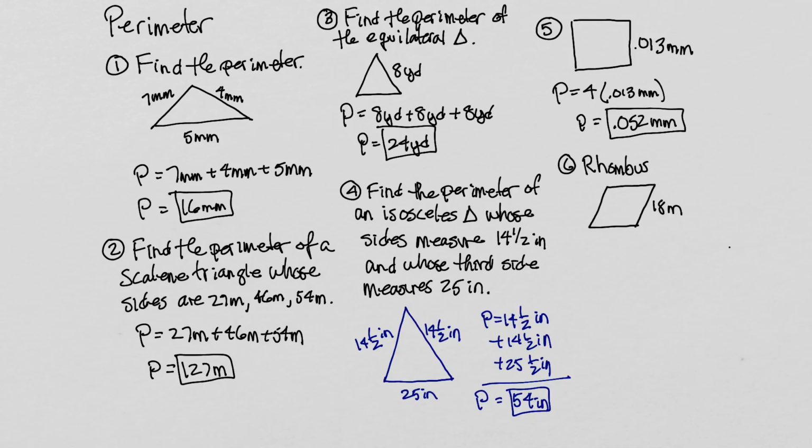Number 6, we're going to find the perimeter of this rhombus. Now a rhombus is a parallelogram having all equal sides. Or just imagine a square, just kind of pushed over to the right in this case. So it's just going to be the same. To get the perimeter, we're going to use the same idea as we did for the square. We're just going to add up all 4 sides or multiply by 4. So the perimeter here is 4 times 18 meters. So the perimeter is going to be 72 meters.